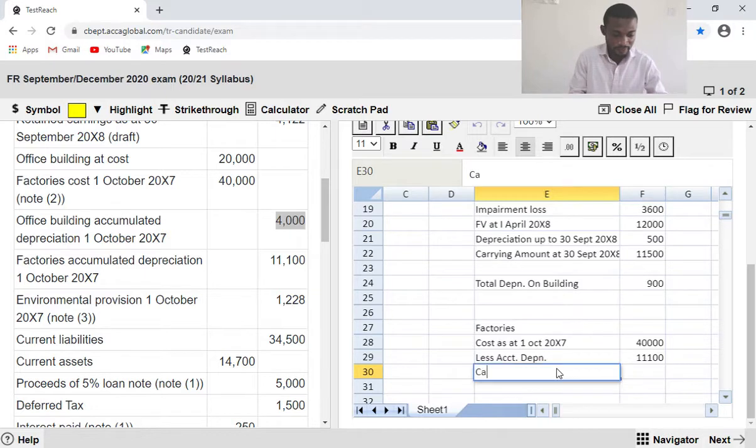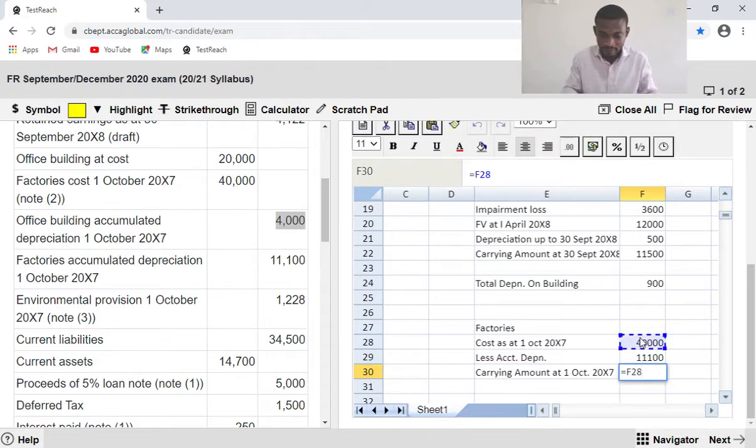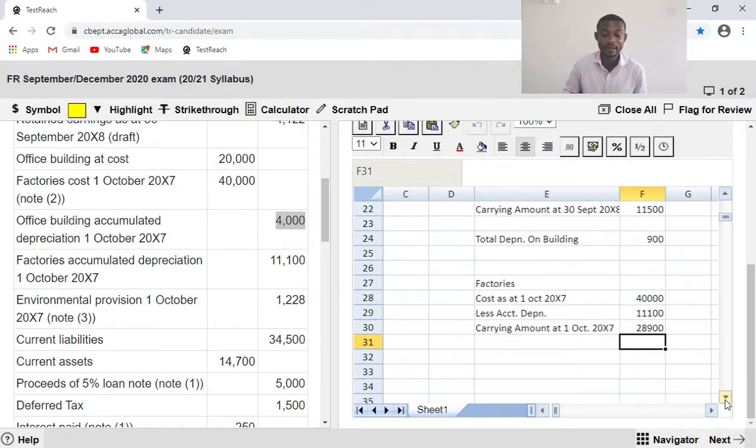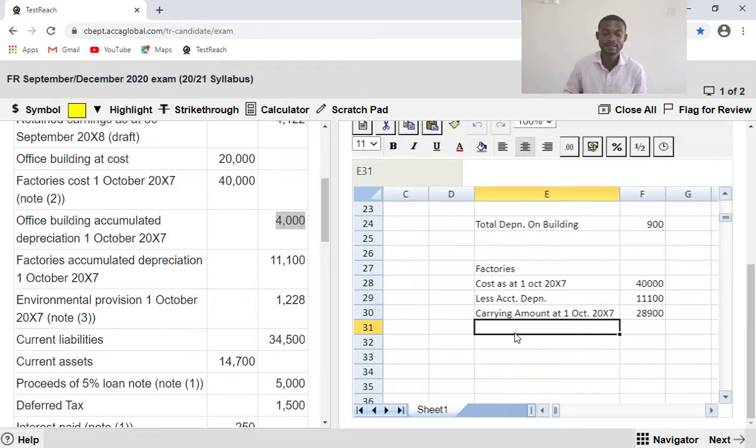And I'll have carrying amount. So carrying amount at 1st October 20X7. And that should be equal to this minus this one. That should give me the carrying amount. Now, on this date, there was a disposal. And as per the IAS 16, once an asset is sold, you take out the accumulated depreciation and so forth. But because we have already the carrying amount, we take out the carrying amount.